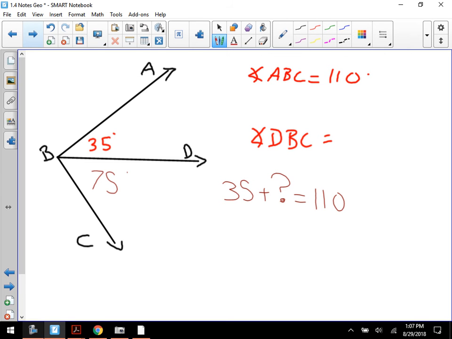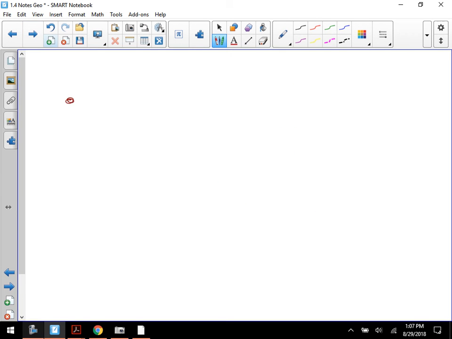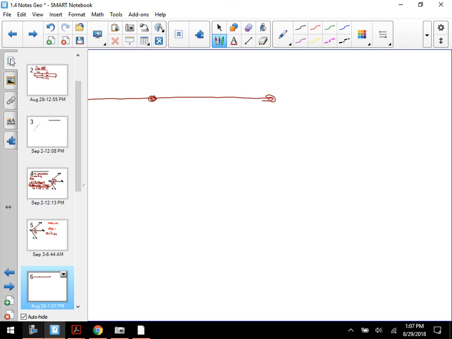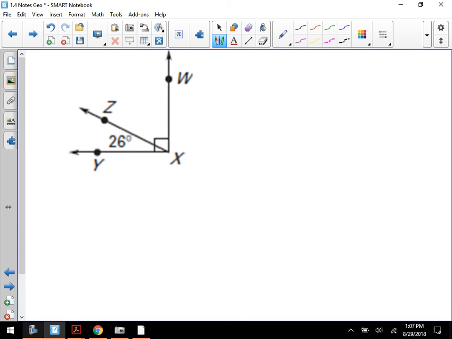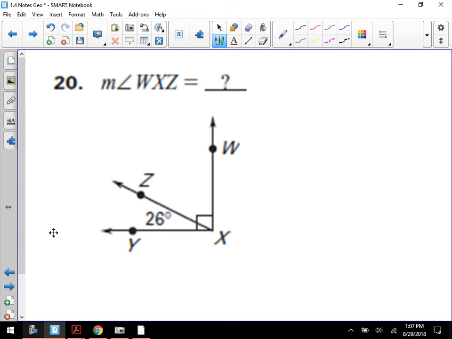For example, if I had this, what would that angle measure? 180 because it's straight across. Now, when you get into this, what does that little square mean? 90. That means it's a right angle. Anytime you see that little box in a corner, it means it's 90 degrees. It stands for right angles.